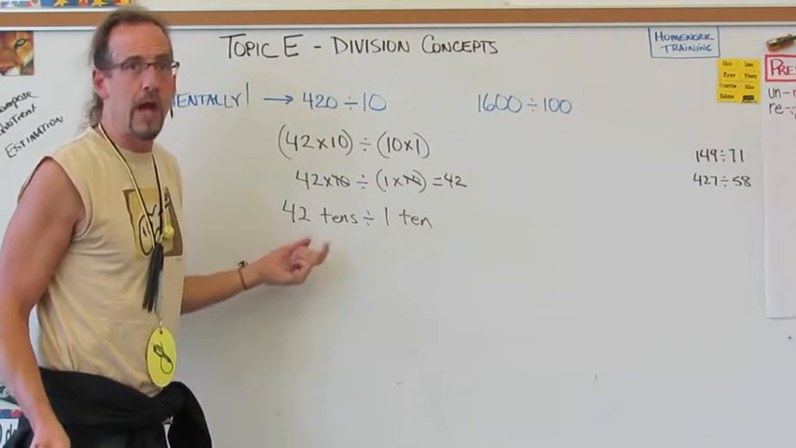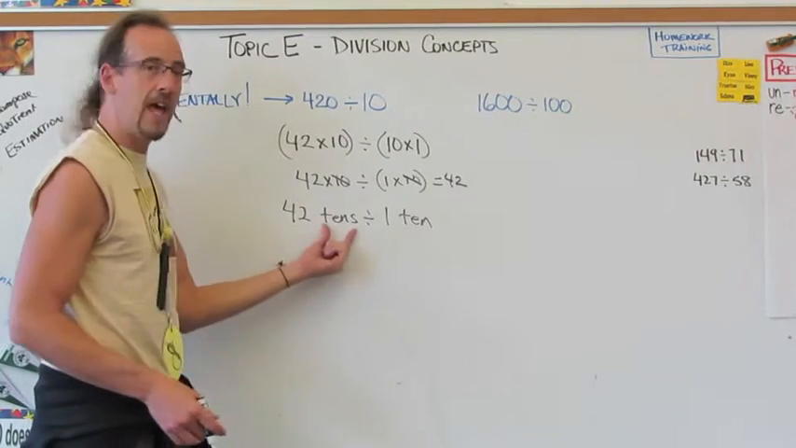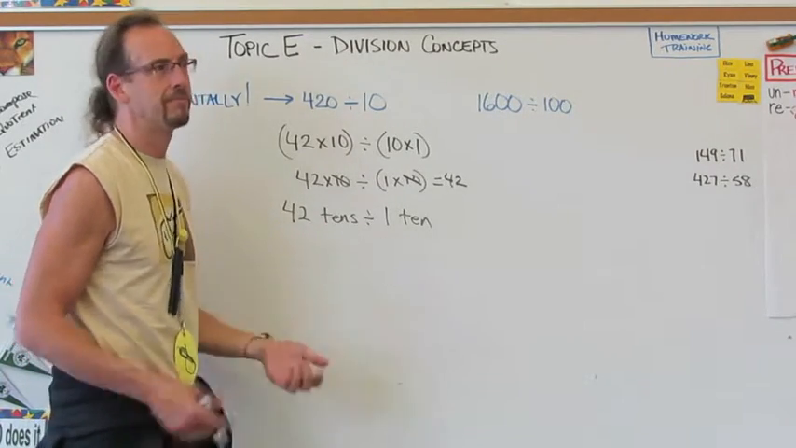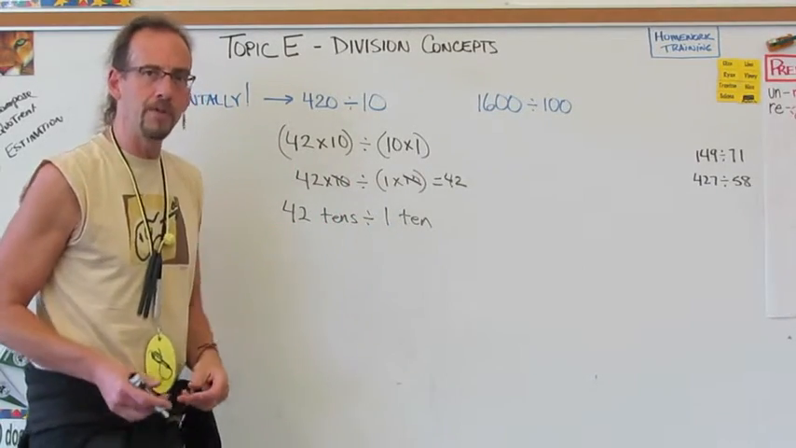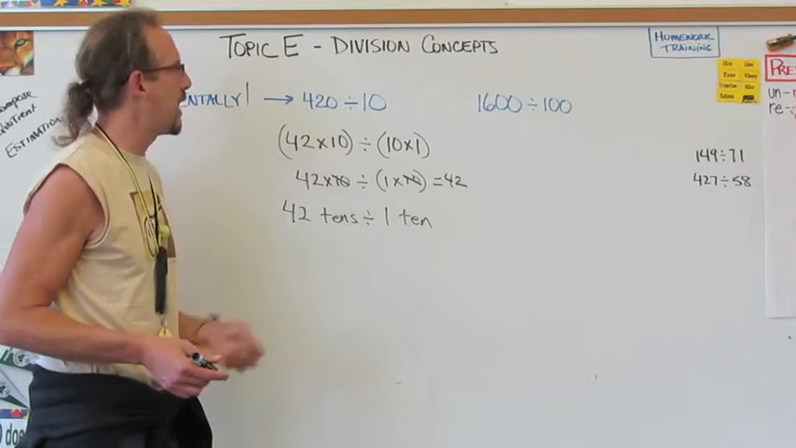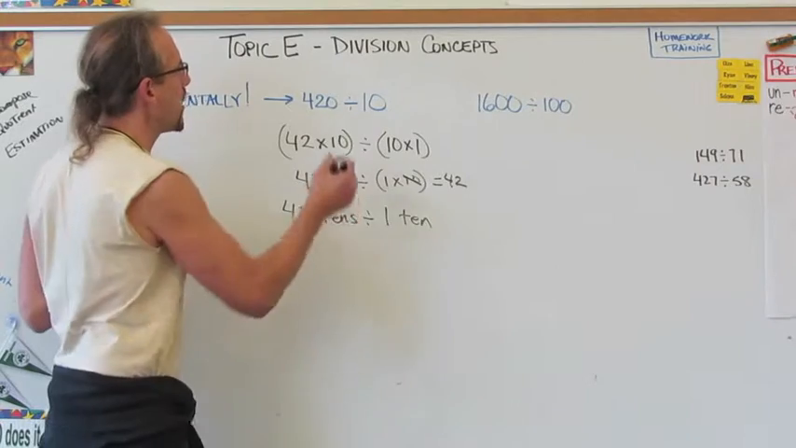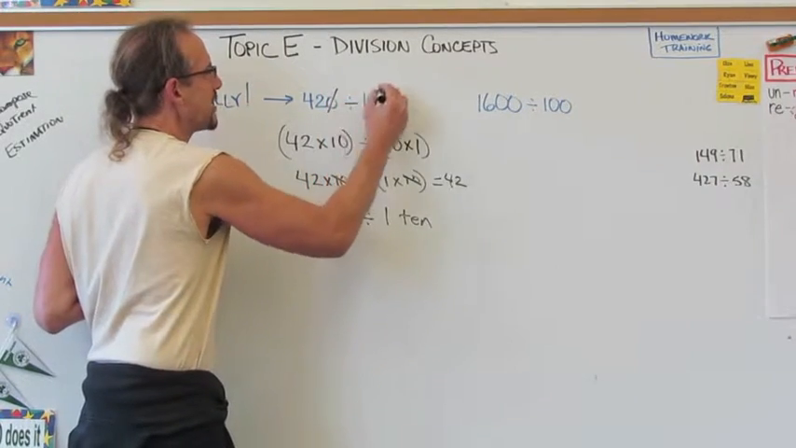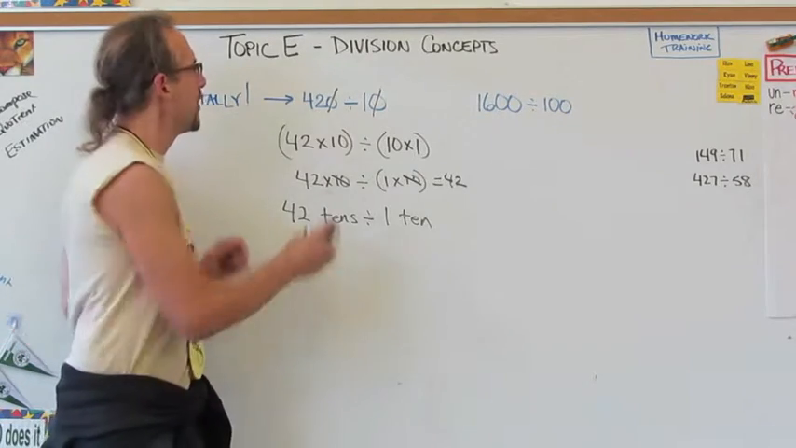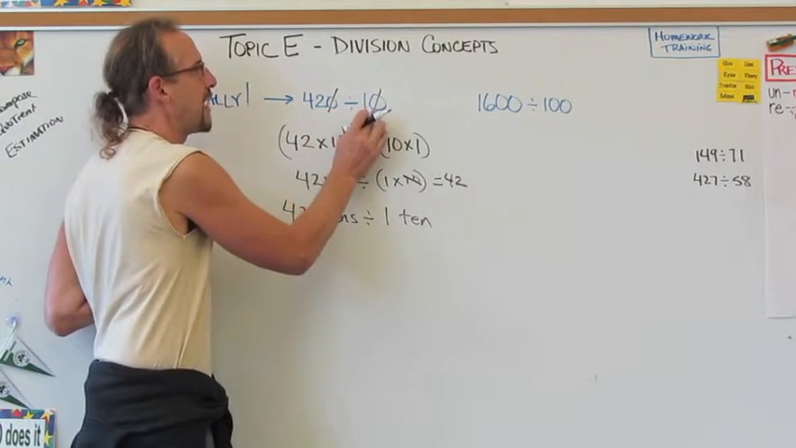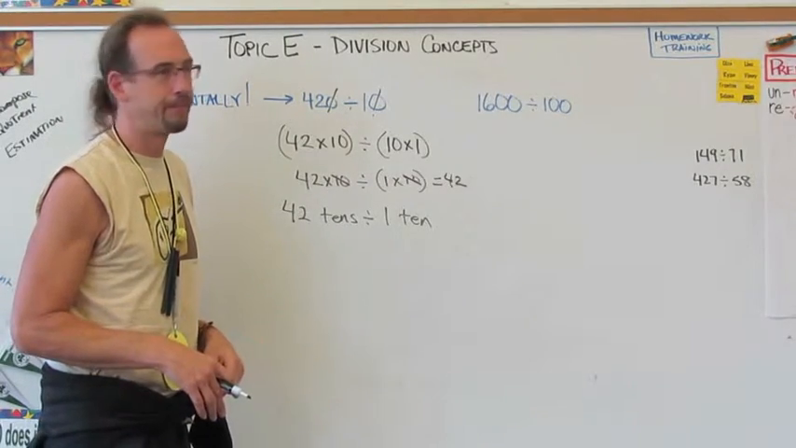And 42 apples divided by 1 apple would be 42. 42 tens divided by 1 ten, 42. So we're going to try and show them a couple of different ways for them to think about how to do this mentally in their head. And hopefully we'll get them to the point where they can see that canceling out these zeros is not just a trick, but it means that we're dividing this one by 10 and dividing this one by 10, and that's equal if you do it to both sides.